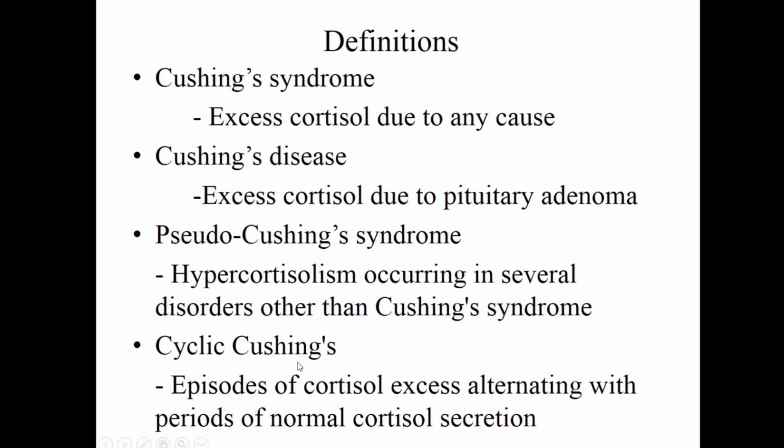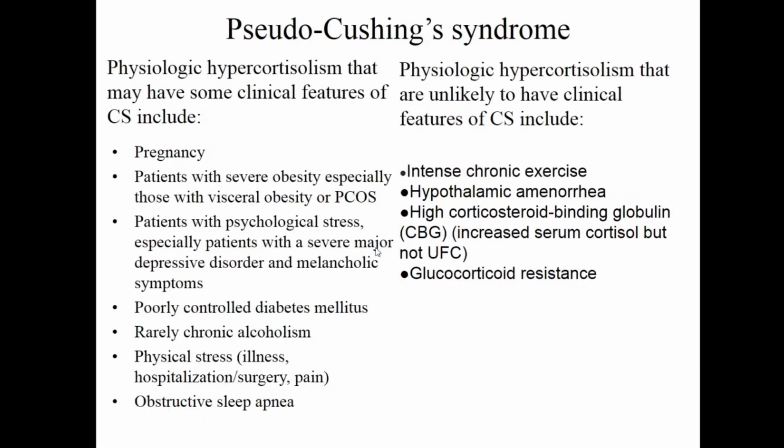Cyclic Cushing means that usually it is a period of cortisol excess because of some reason, alternating with a period of normal cortisol secretion. So these are known as cyclic Cushing's. However, the most important thing is that you have to know what is Cushing syndrome and what is Cushing's disease. And of course, pseudo-Cushing syndromes, we will tell you what are the causes which can have pseudo-Cushing's.